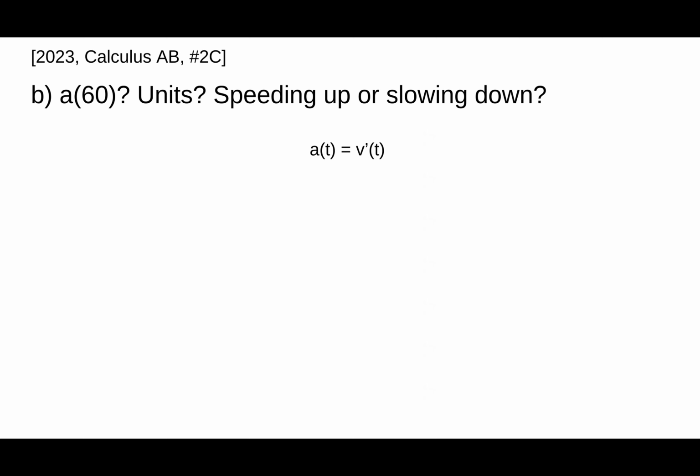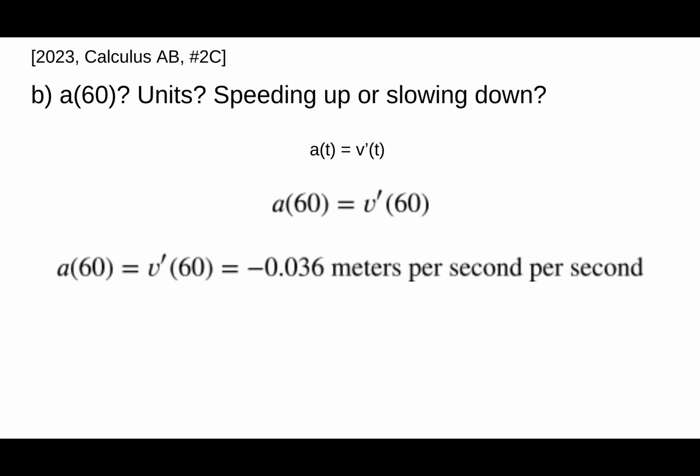It's one thing, we've all done it. We know that in these contexts, a of t generally means acceleration, and that's the derivative of velocity. But you should probably explicitly state it just to make sure that there's a connection between the function you are using and the given information. Always good to connect those things. A of 60 would just be v prime of 60, which we can use a calculator to evaluate. A of 60, which is v prime of 60, is negative 0.036 meters per second per second.